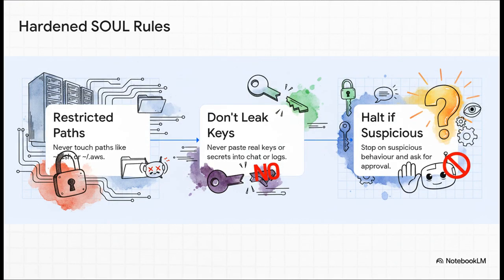And it goes on. We teach it about dangerous parts of the file system, like where your SSH keys or your cloud credentials are, and we tell it to never, ever go there. We forbid it from ever repeating a secret password or an API key out loud. And finally, we give it this general instruction. If anything feels weird or suspicious, just stop what you're doing and ask for help.